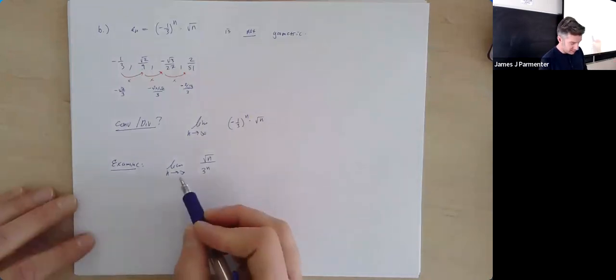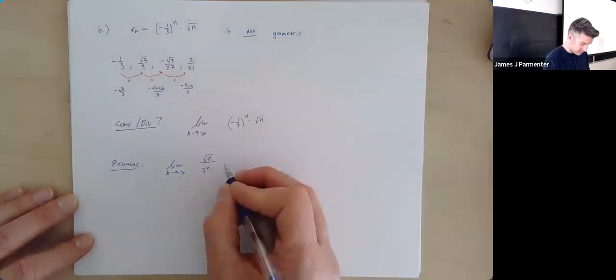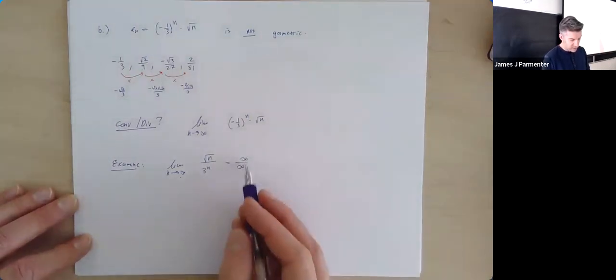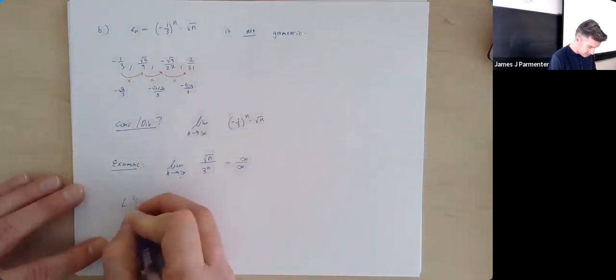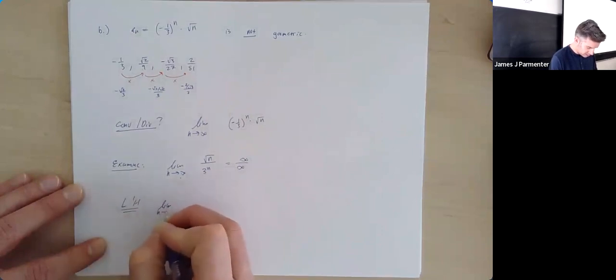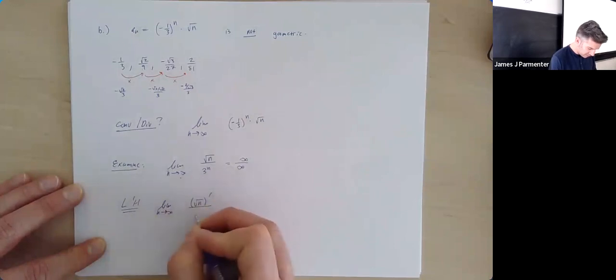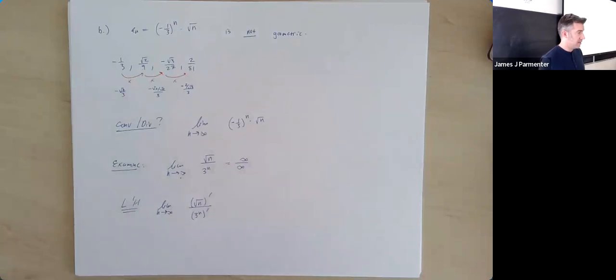So if I plugged in infinity for n here, we'd have square root of infinity over 3 to the infinity, which is an infinity over infinity type. So if you have an infinity over infinity type, what you're allowed to do, using L'Hopital's rule, is take the limit as n goes to infinity of the derivative of the top function over the derivative of the bottom function. And if that limit exists, then it's equal to the limit of the previous thing.